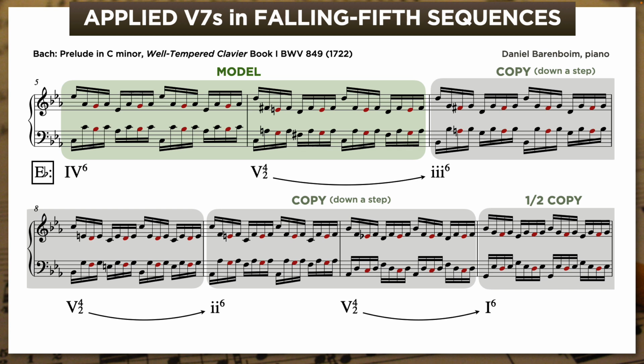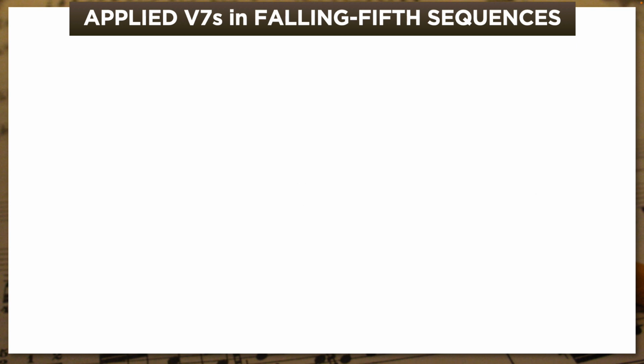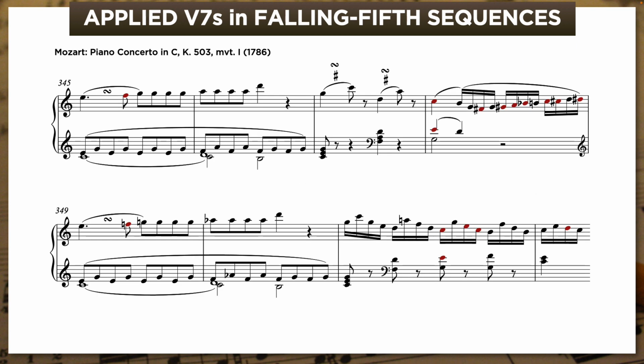Well, as it turns out, applied dominant sevenths can play a much bigger part in falling fifth sequences, leading to some dense and colorful harmony. But I want to ease us into this with a passage from one of Mozart's last piano concertos. Here is a harmless little theme from the opening movement of K503.